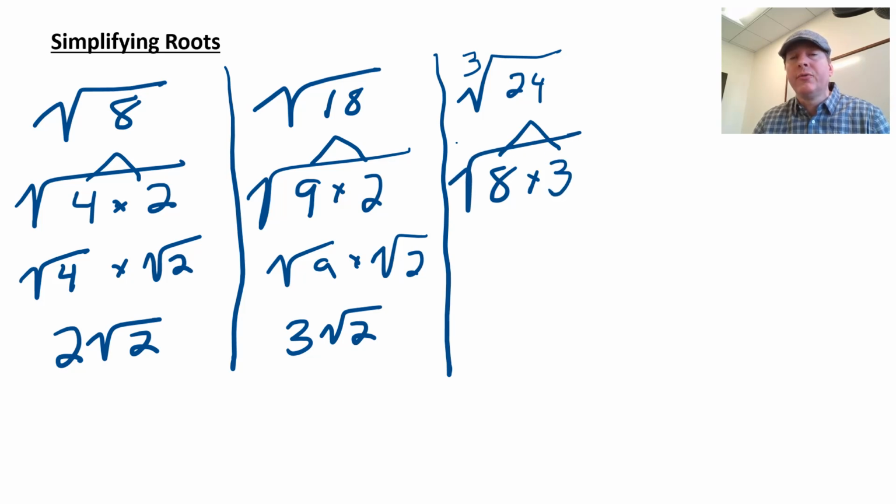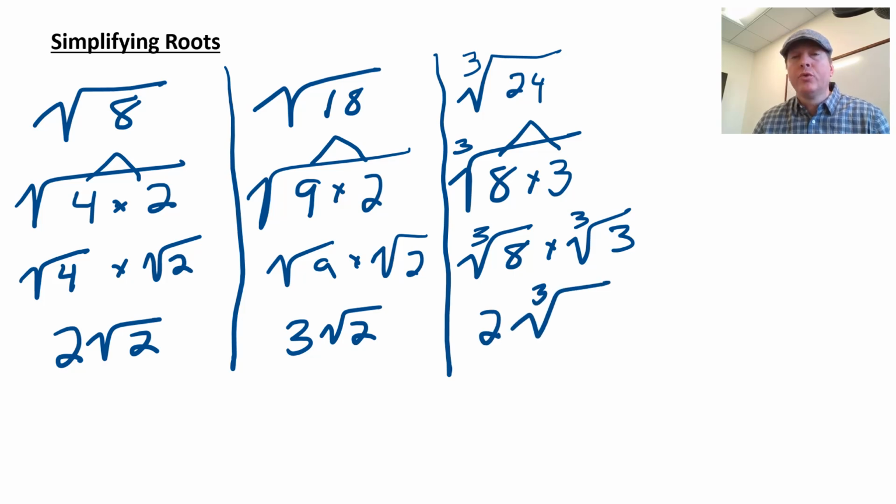So the cube root of 24 is the same thing as the cube root of 8 times 3. Well, that's the same as what? The cube root of 8 times the cube root of 3. The cube root of 8 is 2. The cube root of 3 is the cube root of 3. So the cube root of 24 can be rewritten as 2 times the cube root of 3.